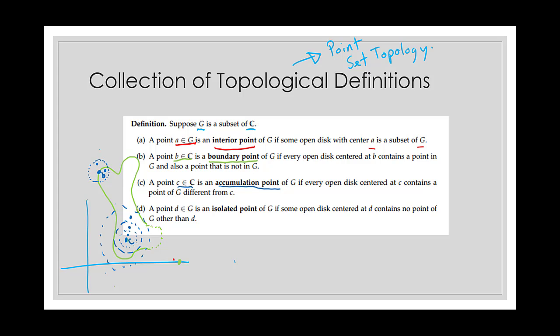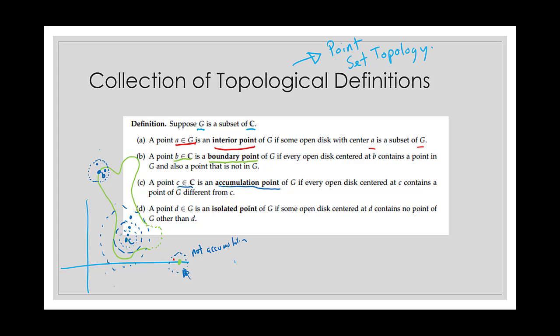Now, if we look at our lonely point over here, this would not be an accumulation point, because if we take this open disk, it only contains our lonely point here, but it doesn't contain any other point in G. So this would not be an accumulation point.